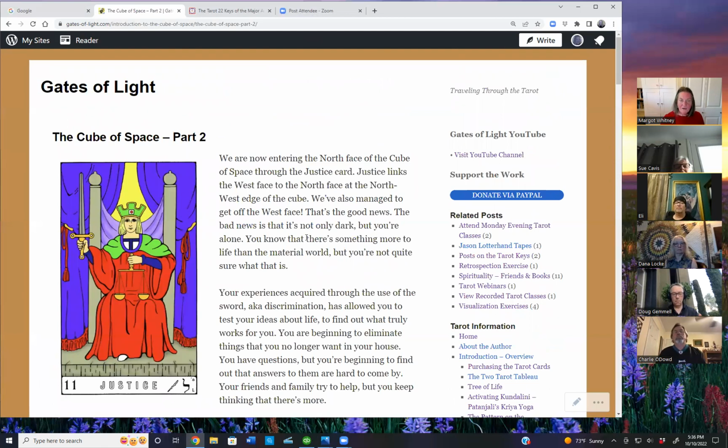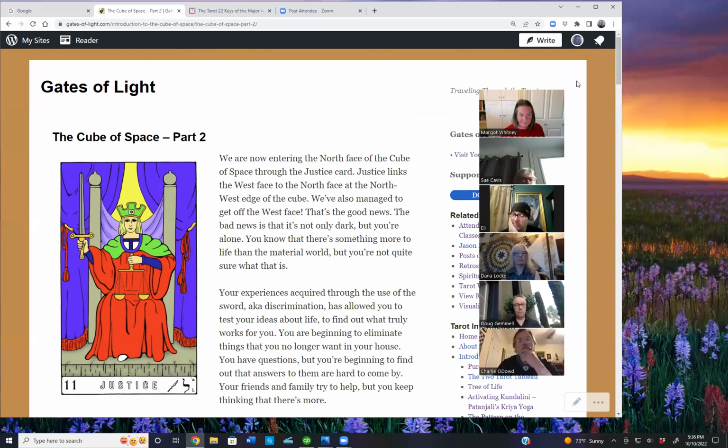So now we are entering the north face of the cube of space through the Justice card. Justice links the west face to the north face at the northwest edge of the cube. We've also managed to get off the west face. That's good news. The bad news is that it's not only dark, but you're alone.